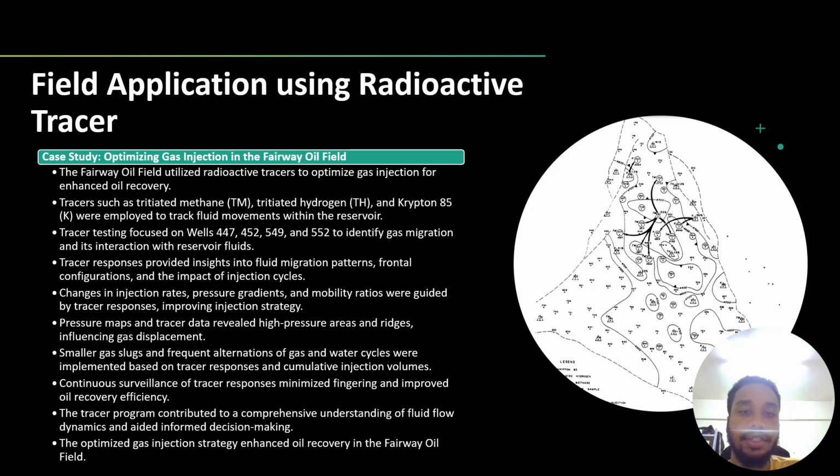Prior to the tracer program, the field exhibited complex fluid flow patterns with irregular gas sweep configurations and uncertain displacement fronts. So the primary objective was to understand the behavior of the injected gas and its interaction with the reservoir fluid to improve the design and implementation of the gas injection strategy. Overall, the application of radioactive tracers in the Fairway oil field facilitated a better understanding of fluid flow patterns, influenced injection strategies, and contributed to the overall success of the gas injection project.